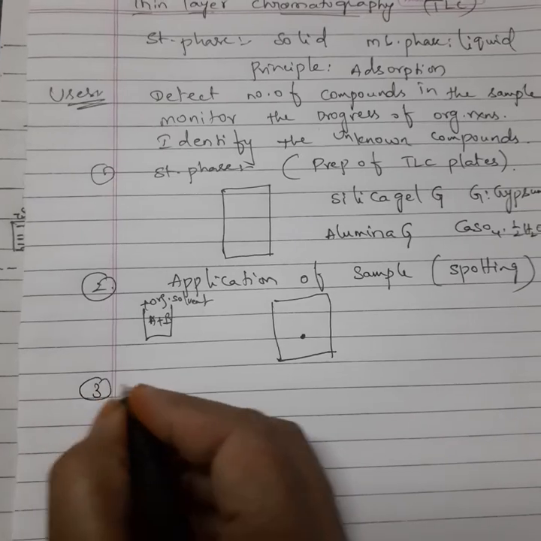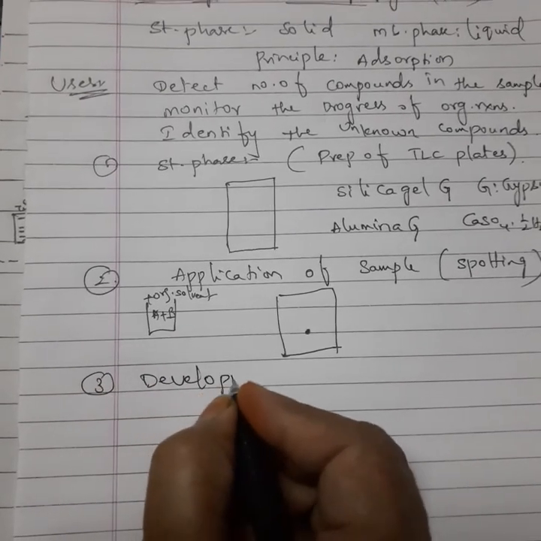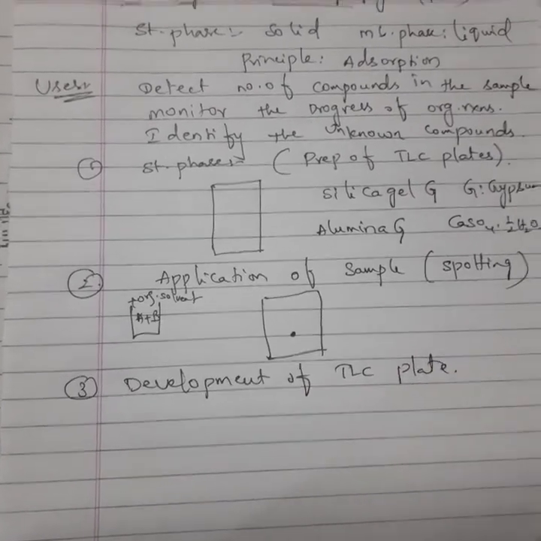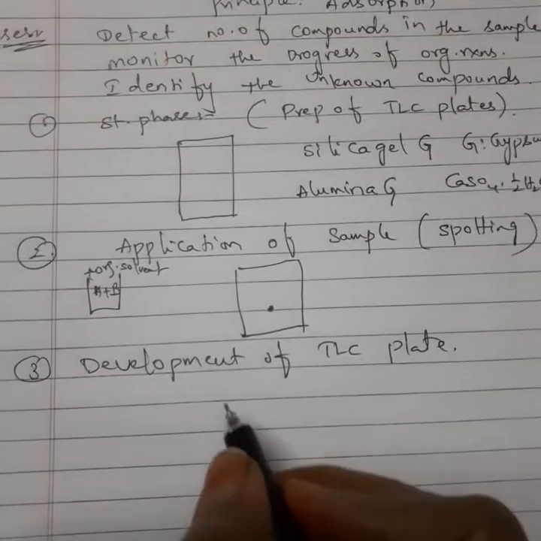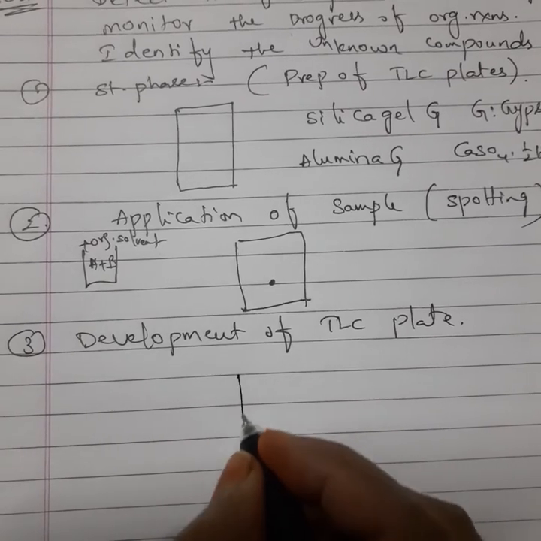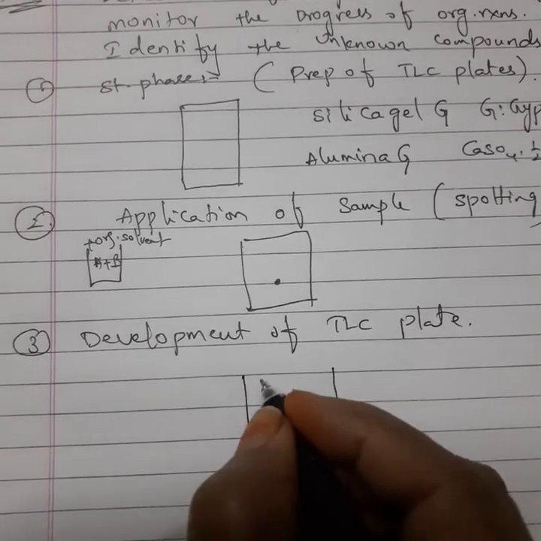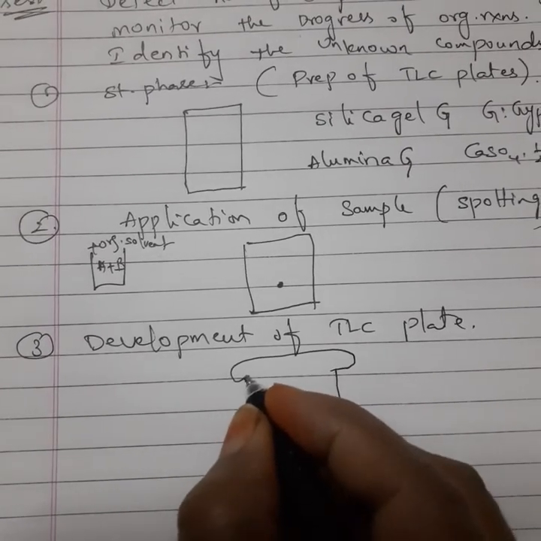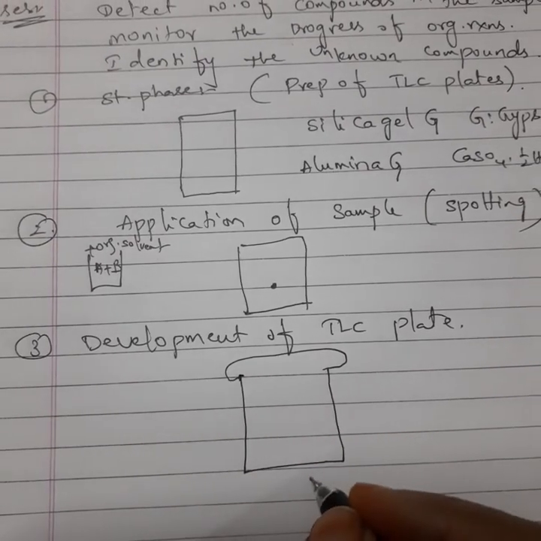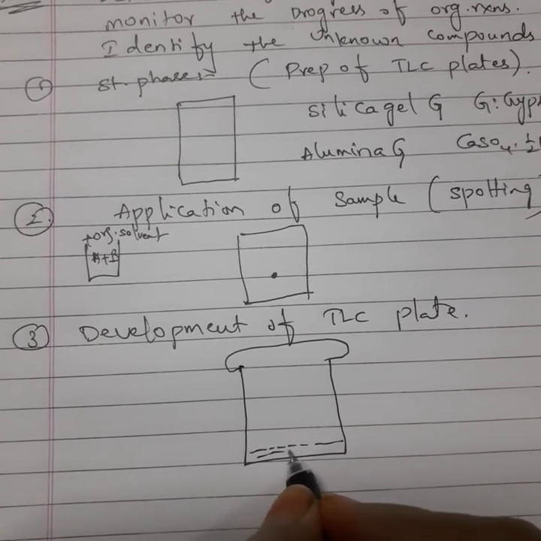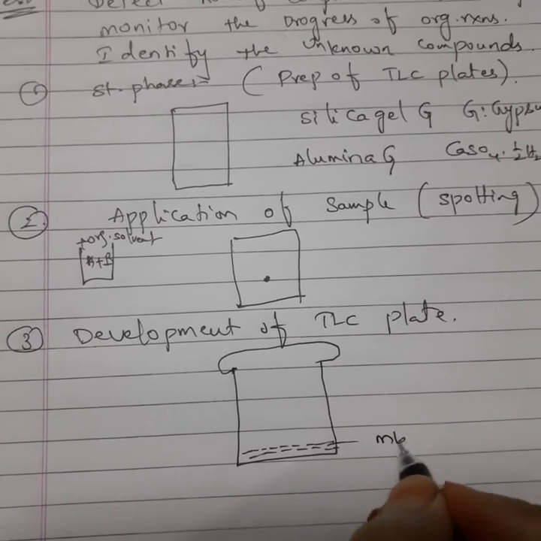And next, third one is development of TLC plate. Development of TLC plate, which are available. Actually we have a TLC chamber. Generally in normal labs also we have that TLC chamber. Let us suppose I'm a little bit poor in diagrams. So let us suppose this is a TLC chamber. In the TLC chamber, take a little amount of eluent, that is what? Mobile phase.